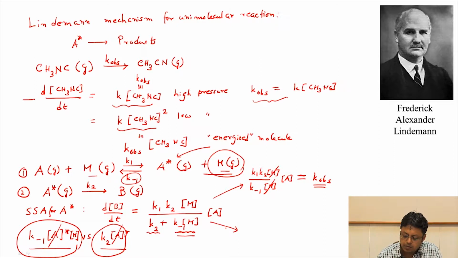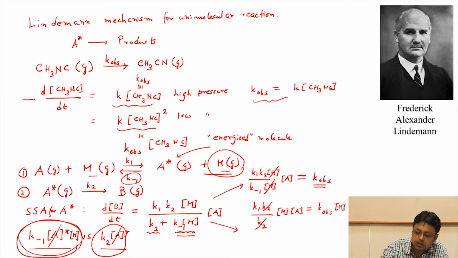And at the very low pressure, what will happen, the collisional deactivation term, which is this term, will be much smaller than the K2 term. So we'll have K1 K2 divided by K2 into M into A, and that you can easily write as some rate constant, which is K observed into M.